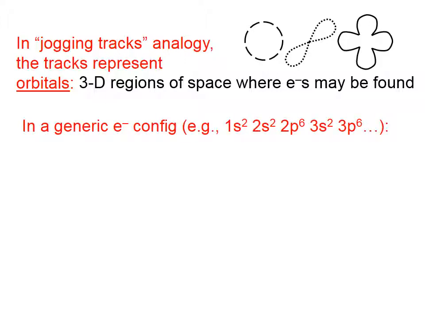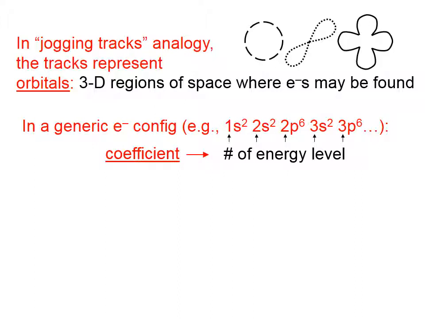In a generic electron configuration, for example, 1s2, 2s2, 2p6, 3s2, 3p6, and so on, the coefficient represents the number of the energy level, and the coefficient is the number in front of the S or the P or the D. So I've shown here with these arrows. Those are the coefficients. That represents the number of the energy level that the electrons are in.